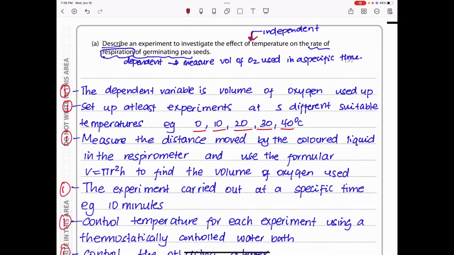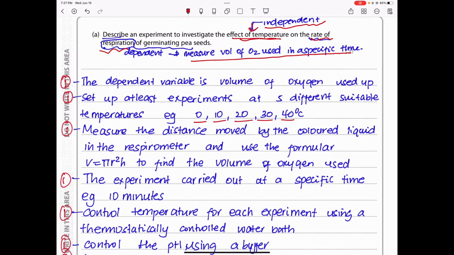They say, describe an experiment to investigate the effect of temperature on the rate of respiration of germinating pea seeds. Since we are studying the effect of temperature, the change in temperature is going to be our independent variable, and we are observing the rate of respiration. It means the dependent variable is going to be the volume of oxygen used up in a specific period of time. Again, this is respiration, so it uses up oxygen.